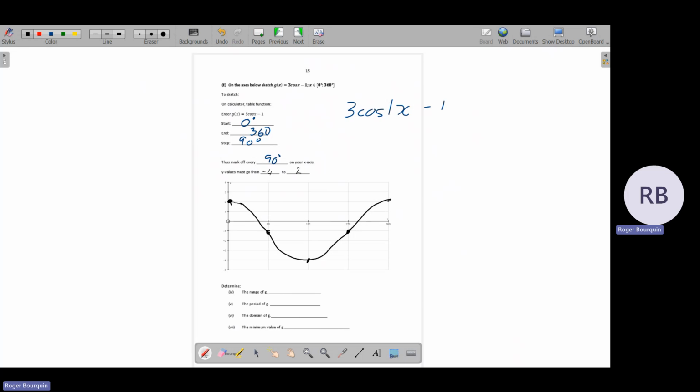Okay, and the range goes from what, guys? -4 to 2. The period is 360. The domain is x goes from 0 to 360. The minimum value is -4. It's the smallest y value.